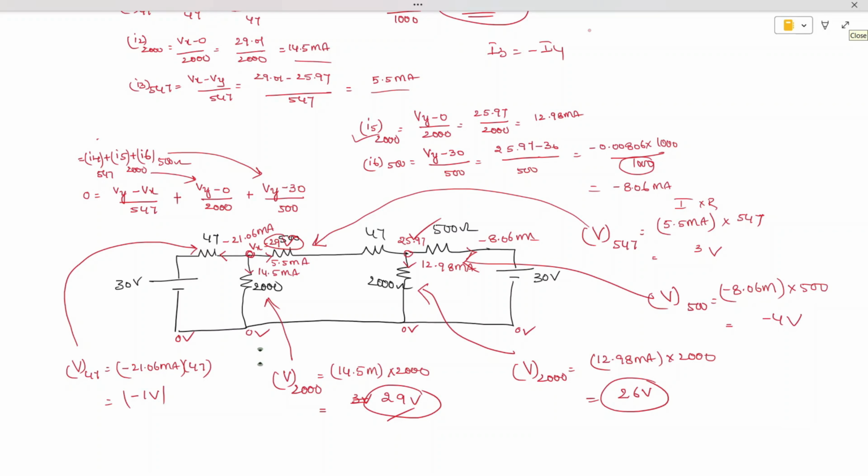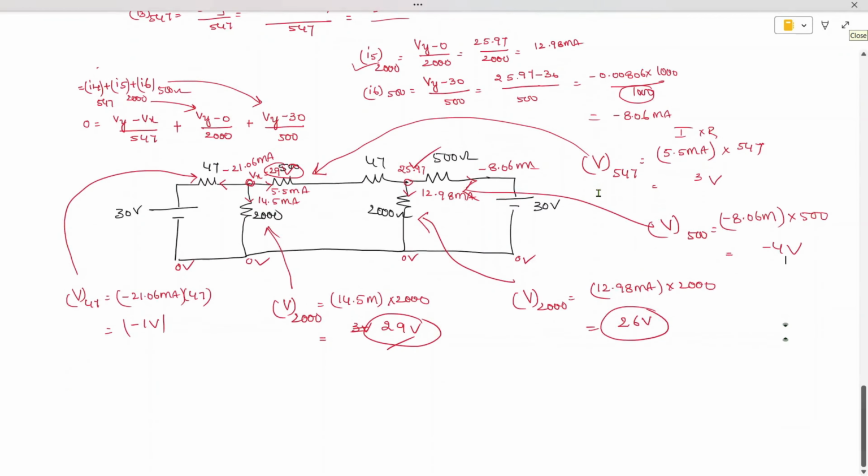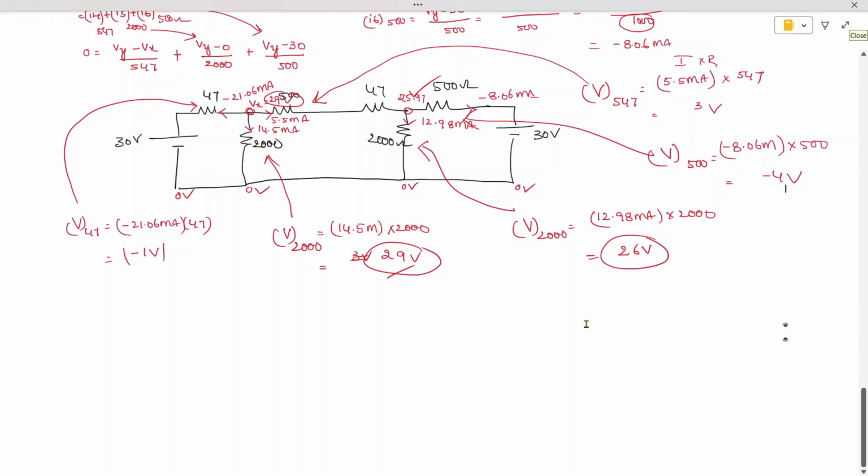So now we have successfully found all the voltages and currents of the network. Now if you want to verify, you can verify here. The voltage in this direction we have got is minus 1 volt, and already we obtained 29 volts. If you apply KVL, what is the voltage at this point? 30 volts.